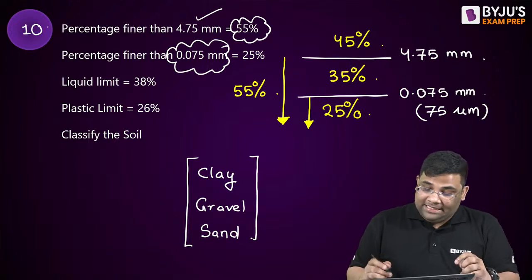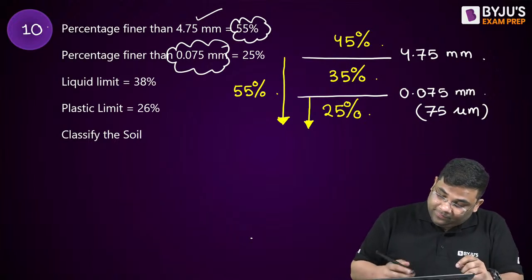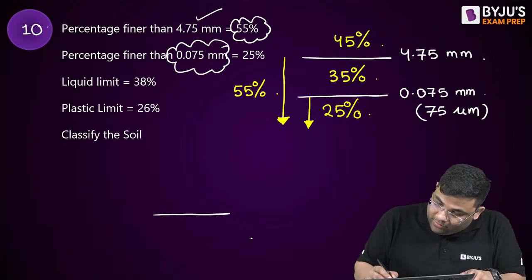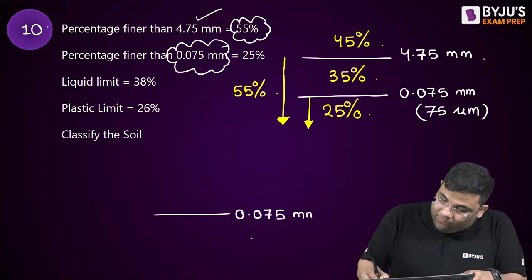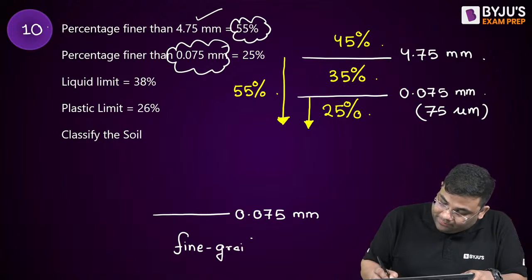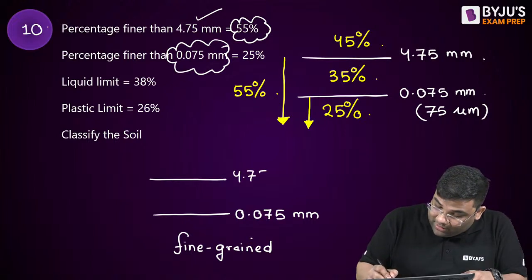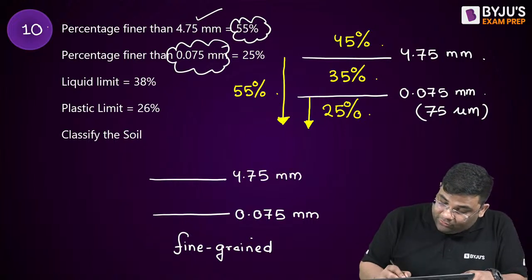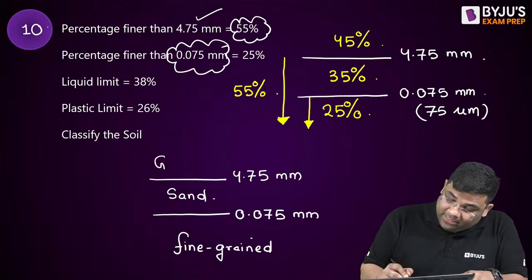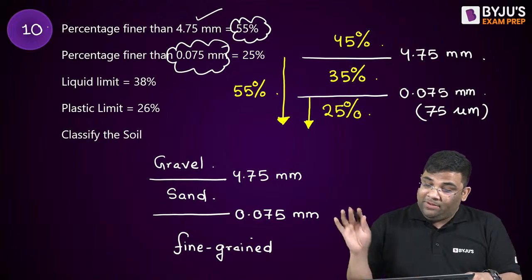Gravel. It is gravel. You see, below 0.075 we have fine-grained soil, either silt or clay. Between 0.075 and 4.75, it is sand. So remember that. And more than 4.75, it is gravel. Now see, everyone is writing sand.